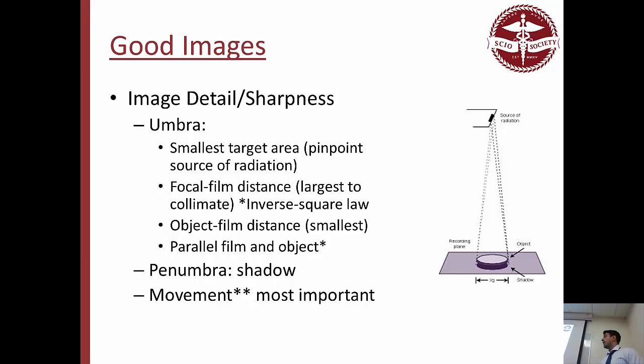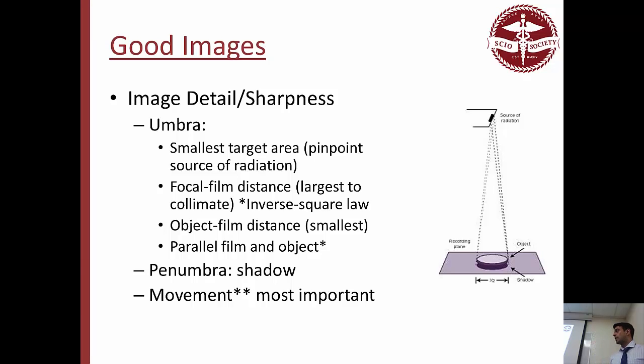Okay. The next thing you want to do is reduce the object film distance. So as soon as the X-rays hit the tooth, you want them to hit the film right away. Because the further away they travel from the tooth to the film, the more chance they have of scattering. And so you're going to lose the detail in that. So that's going to be the second thing.